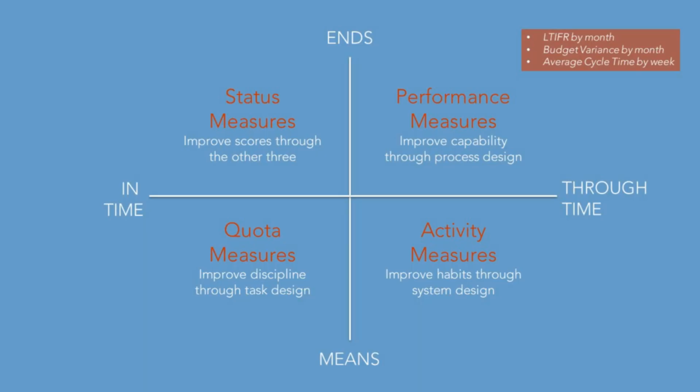They tell us our current capability compared to past capability and desired future capability. XMR charts are the best way to visually monitor this type of measure. Now, examples of performance measures or KPIs are these: LTIFR by month, lost time injury frequency rate, budget variance by month, average cycle time by week.